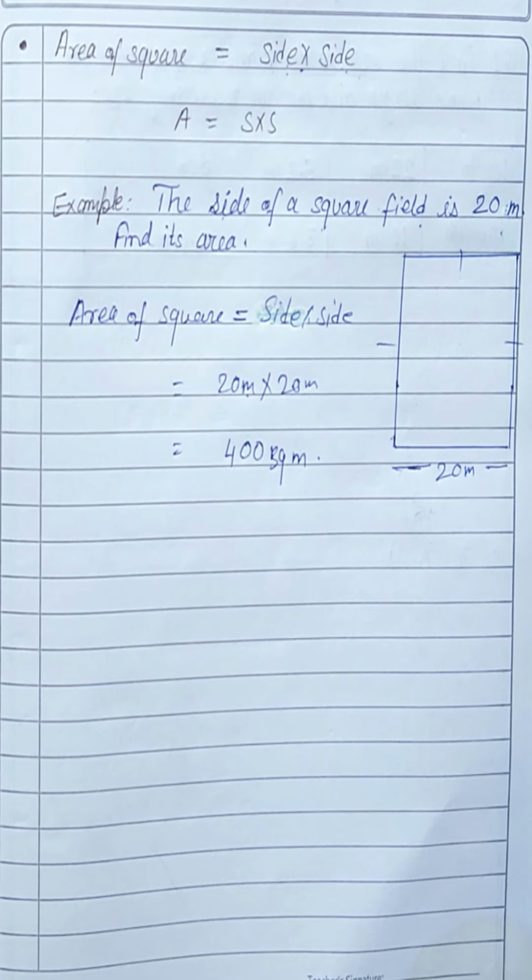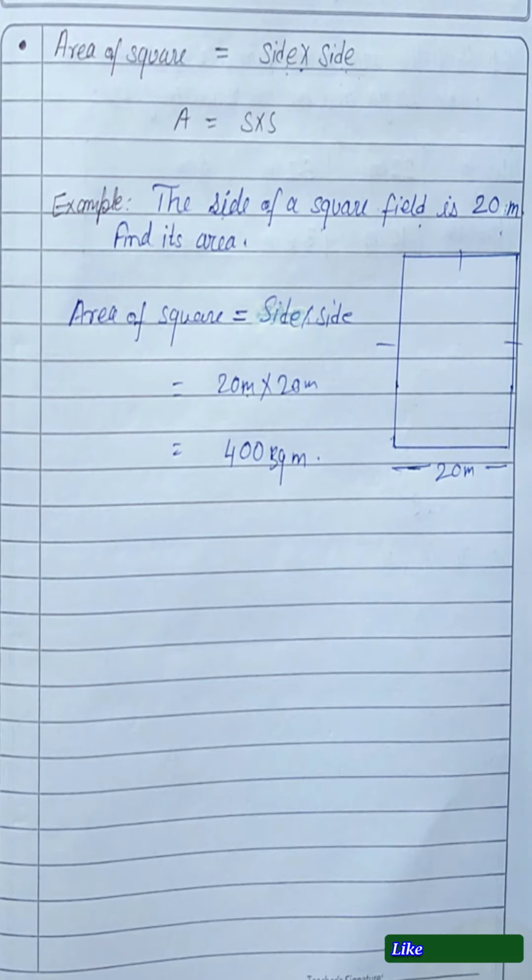Now students, this is the introduction part of this chapter. In the next video, I will discuss some questions related to the concept of area and perimeter of rectangle and square. So I hope the concept is clear to you.